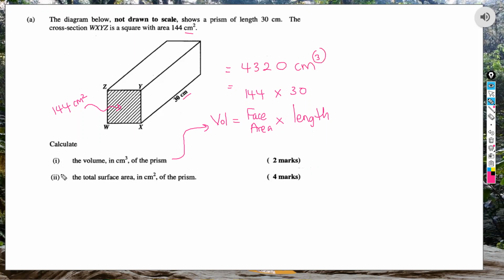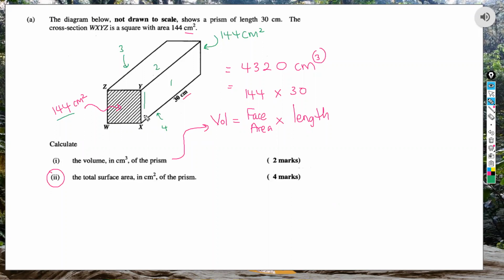Okay, so the next one, you have to find the total surface area, which means we have to find the area of each face. Now, if the front face is 144, then the back face, which we can't really see, is also 144. We just have to find the area of all the rectangles going around the shape. Now, we have 1, 2, and a rectangle behind here that we cannot see, and a rectangle underneath the shape. So it's 4 rectangles, and I have a good feeling all 4 rectangles are going to have the same exact size.